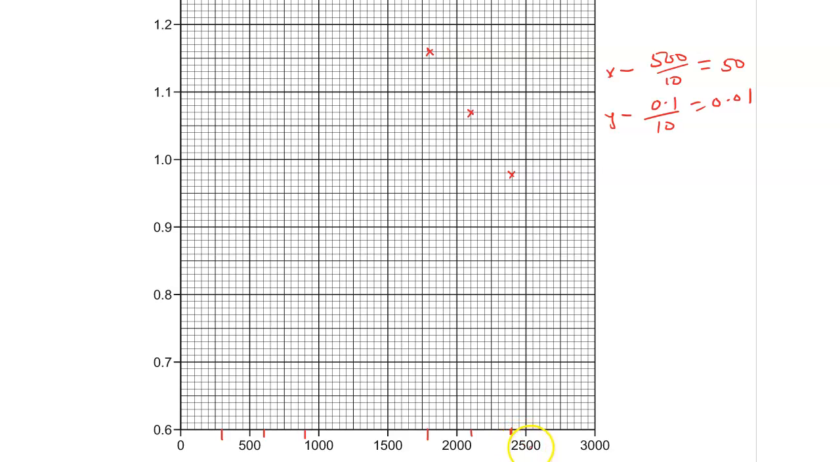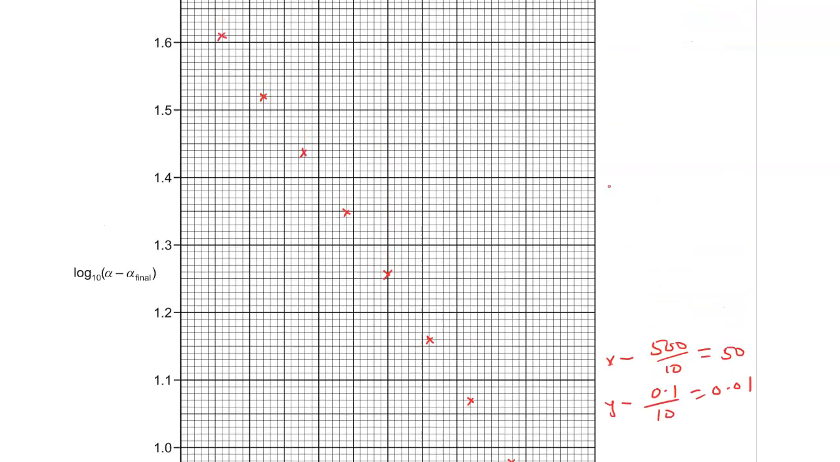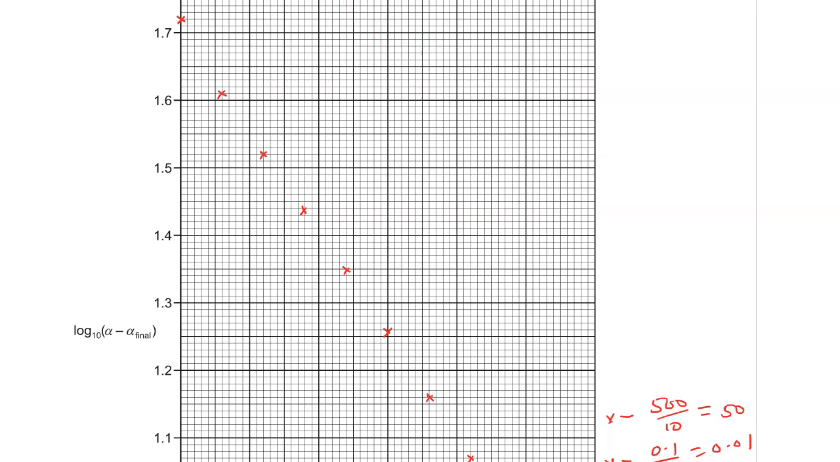We plotted. Then 2700. 6, 7, 7 is there. 4.88. This is 8, 8, 8 is here. Very good. We have plotted the graph. Plot a graph and then draw the line of best fit.